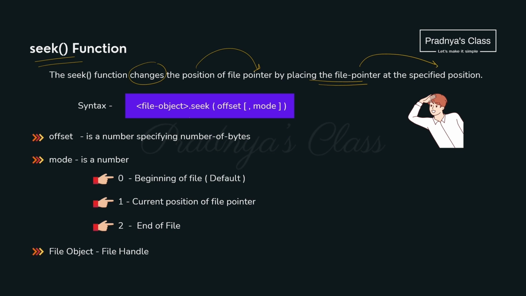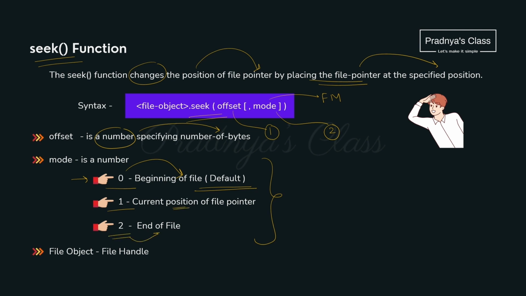With the seek function, we can change the position of the file pointer. Here is the syntax. The first parameter is offset. Offset is nothing but a number which specifies the number of bytes, and the second is mode. This mode is not file modes. Here are the three options which we can use as a mode. 0 signifies the beginning of the file, which is the default value. If you don't mention it, it will consider 0. 1 indicates the current position of the file pointer and 2 is for the end of the file.